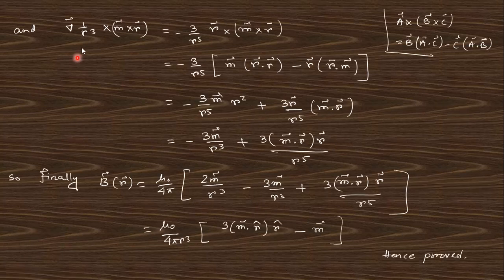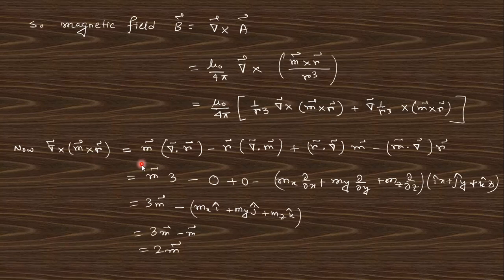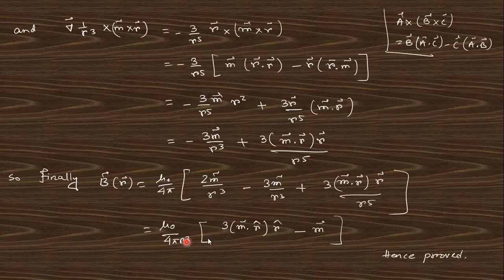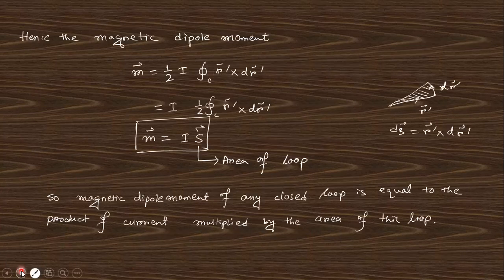And the next term can be calculated like that. This can be written using the BAC-CAB rule, you know the BAC-CAB rule. So finally you get this B vector; just put these two expressions in this expression and we get this clearly. Now we define the magnetic dipole moment, that is I by 2 times this, and this is nothing but the area of this small region integrated, so it will be the total area of this loop.